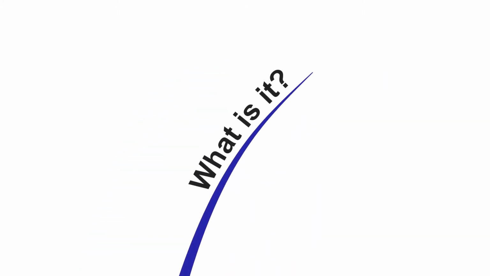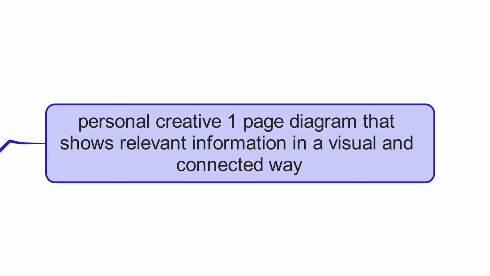And first, I'm going to give you a brief about what mind mapping really is, and I'm going to give you my personal definition, which has lots of keywords that we will reflect on while we answer those questions. So, what is a mind map? Mind mapping is your personal creative one page that shows relevant information in a visual and connected way. Like I said, lots of keywords. We won't brief it right now. We're going to reflect on it while we answer the questions I mentioned before.